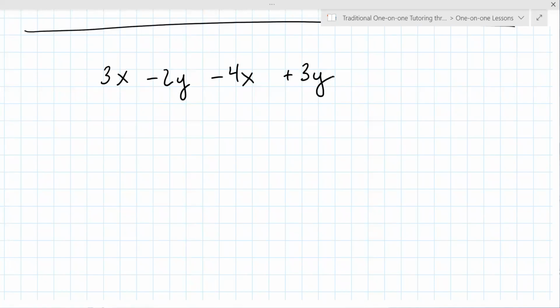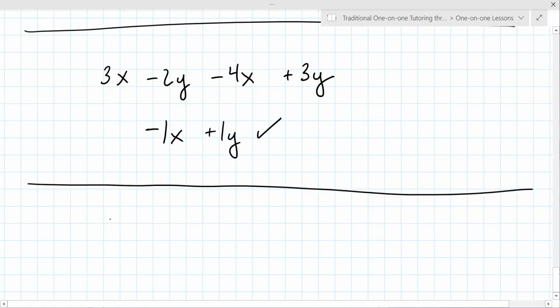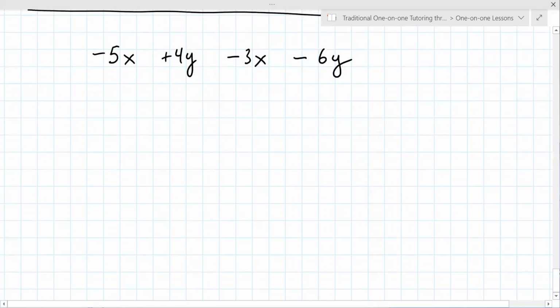Negative 1x plus 1y. Yeah, that's great. Negative 1x plus 1y. That's perfect. Let's try another one here. Try this one.